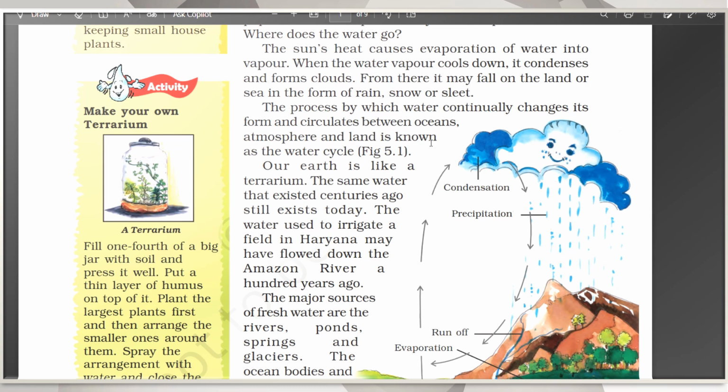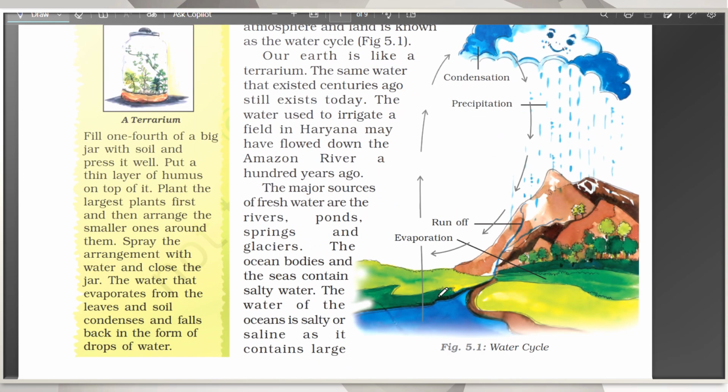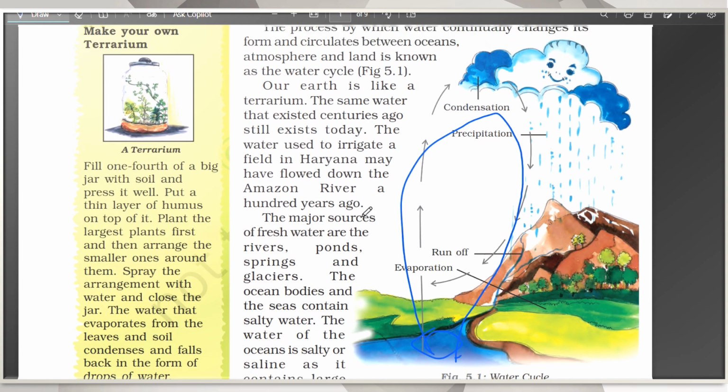The process by which water continually changes its form and circulates between oceans, atmosphere and land is known as the water cycle. What is a cycle? Cycle means it is going in a particular way, starting from one place and coming back to another place. Here evaporation starts from the ocean, and after this process the water is collected again in this same ocean. That is our water cycle.